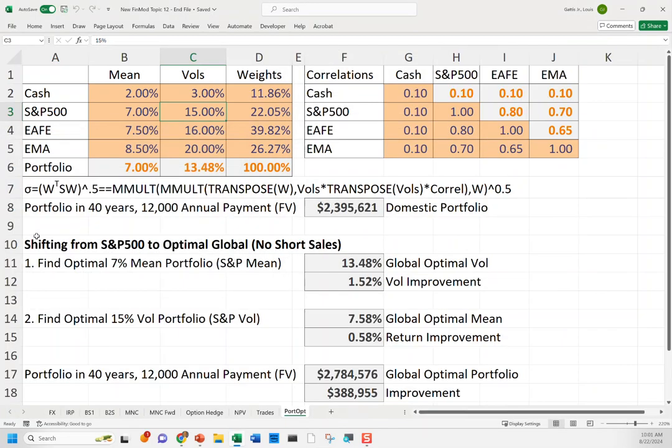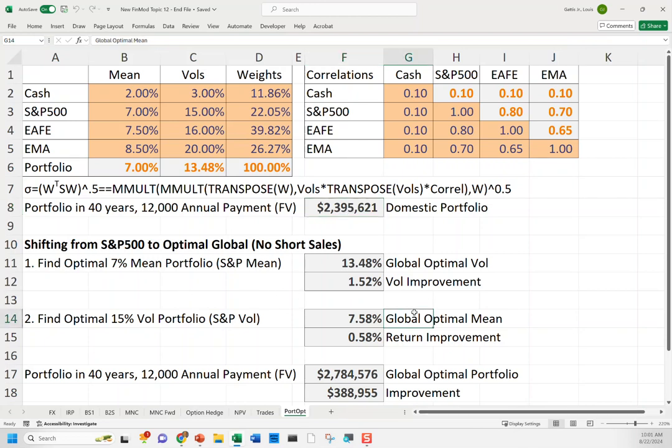We have a solution. You can see that you can create a portfolio that has the same mean as the S&P 500, but we can get over 100 basis points less vol, which will make this number here, with the same expected mean, a lot safer.